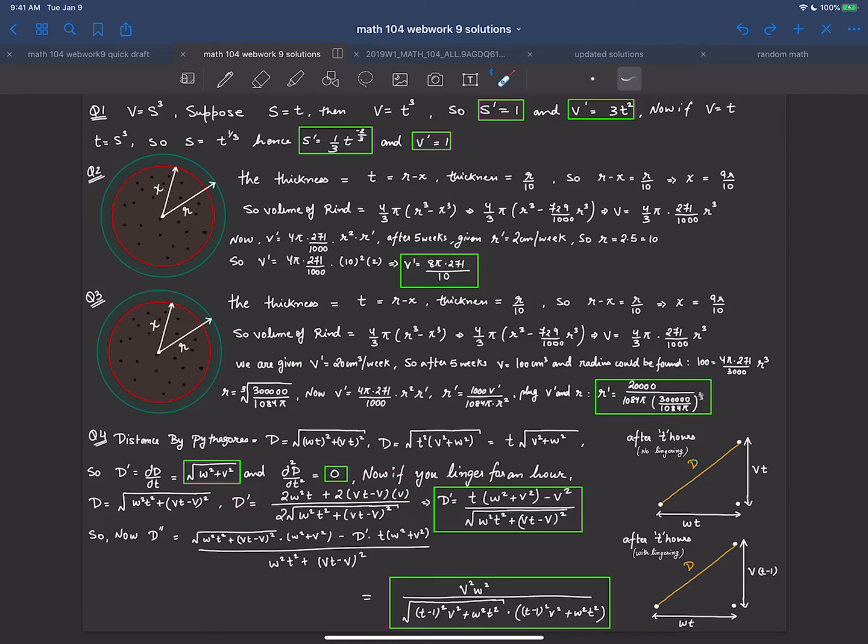Okay, now this is the part where people mostly have trouble, so I want to try to explain this. Well, the second situation says you're going to be lingering for an hour to figure out a special spot. I don't know for what reason, but yeah, whatever.